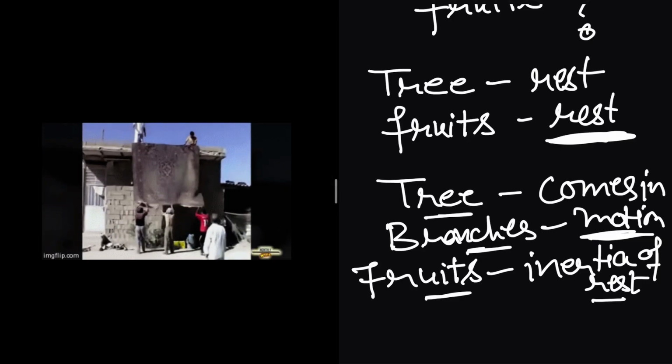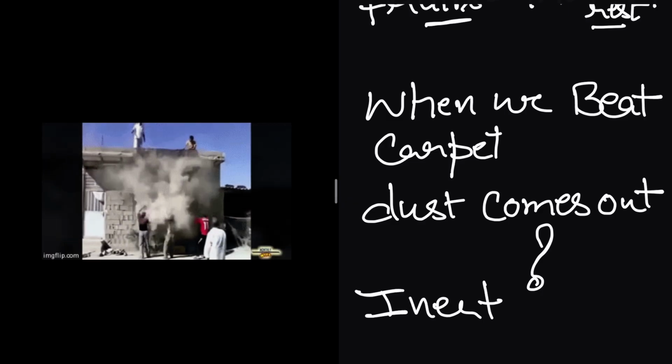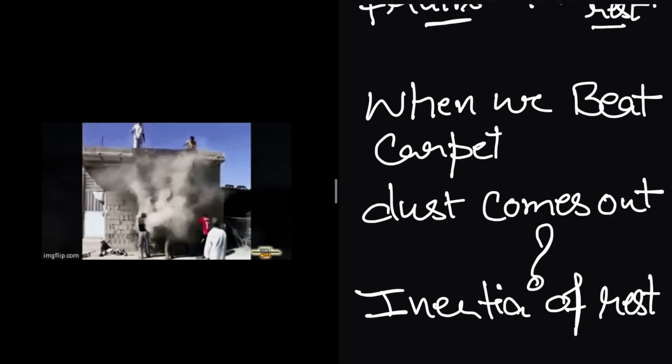What does this example state? Look at the picture. When we beat the carpet or shake the carpet vigorously, what happens? Dust comes out. Why does dust come out? Dust comes out because of the inertia of rest. The answer is inertia of rest. Now I'll explain how.